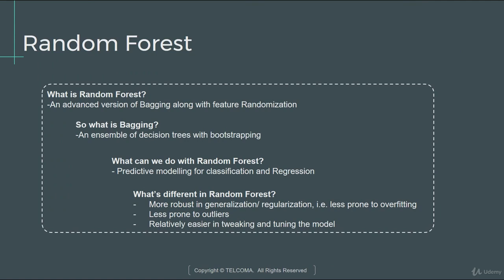Let's come back to the nodes. So we say random forest is an advanced version of bagging along with feature randomization. What does it do? So what is bagging? Bagging is an ensemble of decision trees with bootstrapping. What can we do with random forest? It can do classification as well as regression. And what's different in a random forest? So random forest is more robust in generalization and regularization. It's kind of less prone to overfitting. It's less prone to outliers, and it is relatively easier in tweaking and tuning the model.